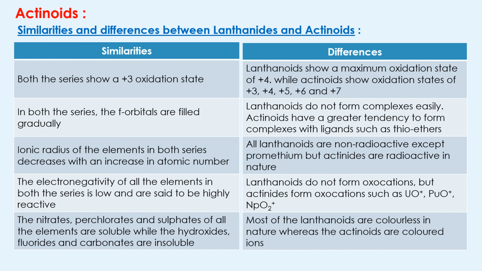In lanthanoids all are non-radioactive except promethium, but actinoids are all radioactive. Then lanthanoids do not form any oxocation, but actinoids can form oxocations. Most of the lanthanoids are colorless in nature, whereas actinoids are colored ions. Now next is the electronic configuration and atomic and ionic radii of actinoids.